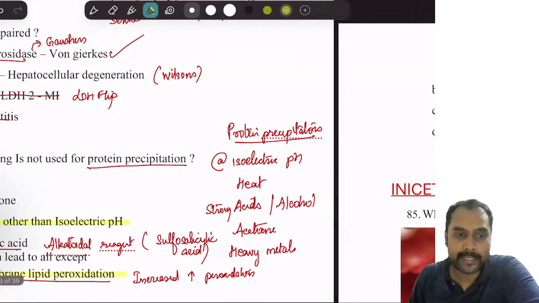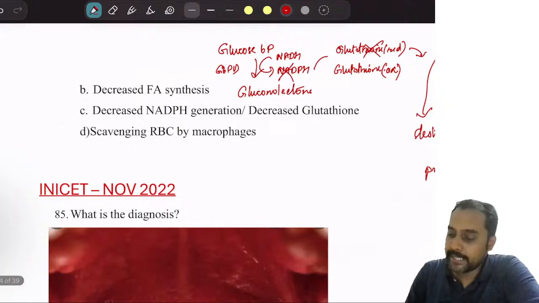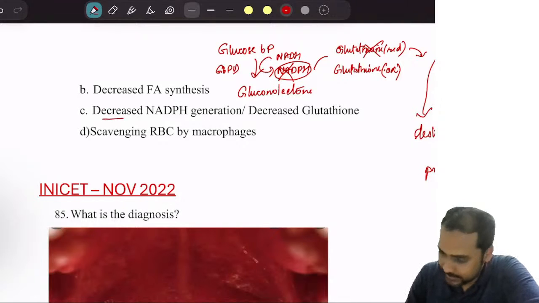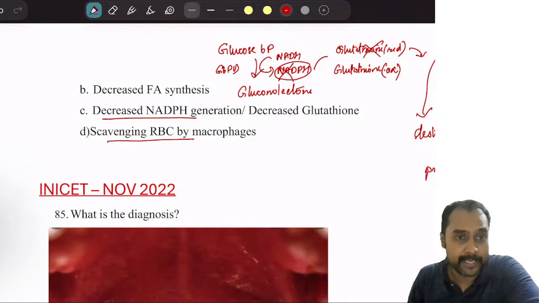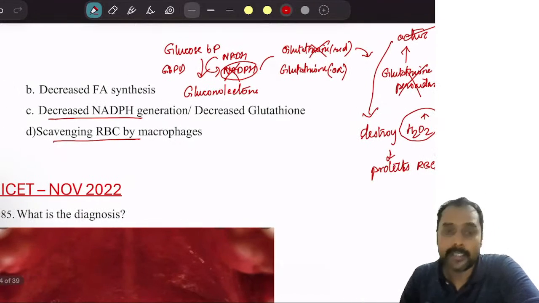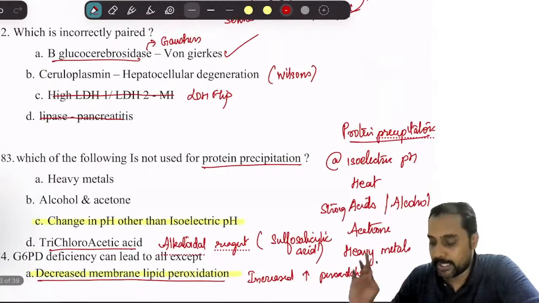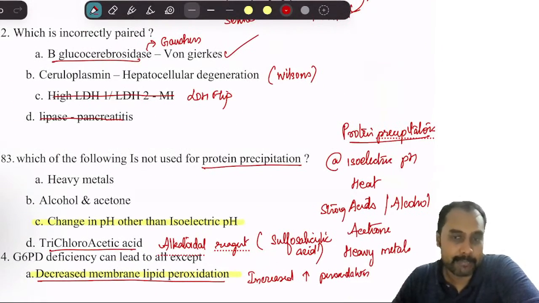What about the remaining answers? See here, decreased fatty acid synthesis. Yes, because for fatty acid synthesis, you need NADPH. No NADPH, no fatty acid synthesis. Decreased NADPH, straight away they gave you. Scavenging of RBC by macrophages is affected, because peroxides keep on increasing. Okay, so that scavenging action is also gone. So the answer will be decreased lipid peroxidation is wrong. It is increased lipid peroxidation.